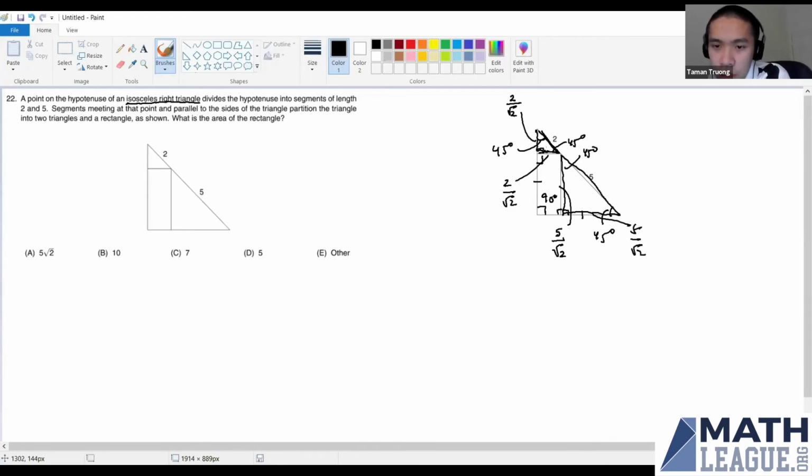And since these side lengths on the smaller right triangle and the bigger right triangle all correspond to the rectangle, and we seek to find the area of this, it is simply 2√2 times 5√2, which is 10/2, which is 5. And that's answer choice D, and we're done.